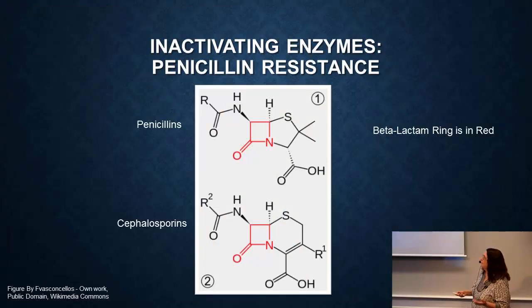So an example of inactivating enzymes is penicillin resistance. You remember that penicillins have this basic structure shown on top. And in the center here is this square structure, and that is the beta-lactam ring. All the penicillins have a beta-lactam ring. We can call them beta-lactams, in fact. This is penicillin. The R shows where you can have substitutions for different types of penicillins. And this is cephalosporin, which is a related molecule. It also has a beta-lactam structure in the center, but it has a different structure by the sulfite group here. So these are two common types of antibiotics.